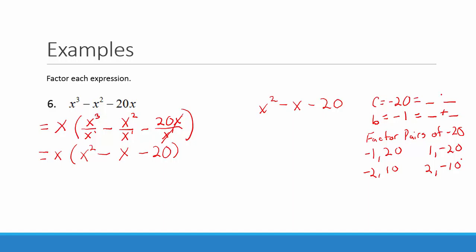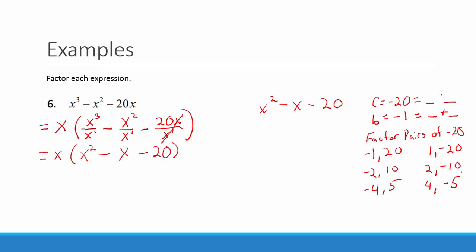Multiply to give us 20. 3 does not divide 20. 4 does, so let's do -4 and +5 and +4 and -5. And that is our completed list of factor pairs of -20.